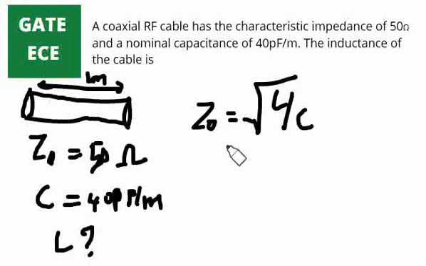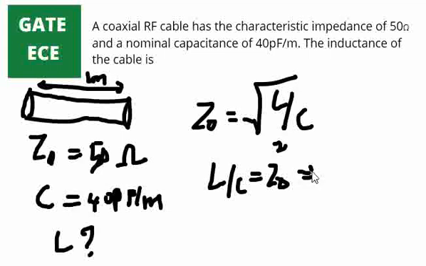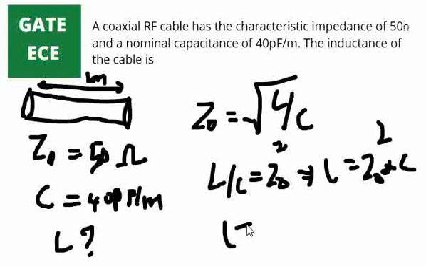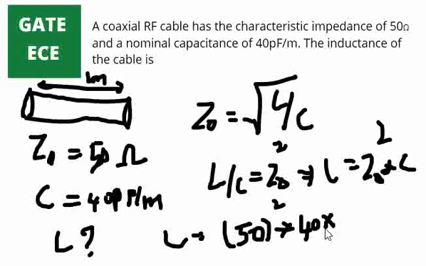Now let us calculate the L. So from here, L by C is equal to Z naught square, right? The square root goes to the other side, and then L is equal to Z naught square into C. Okay, so Z naught is given as 50. So L is equal to 50 whole square into 40 pF. pF is nothing but 10 power minus 12, right?